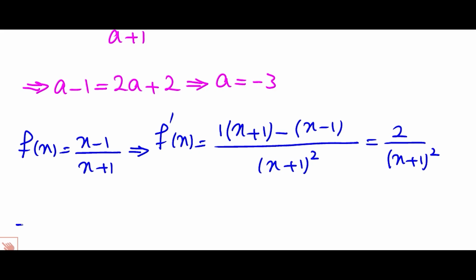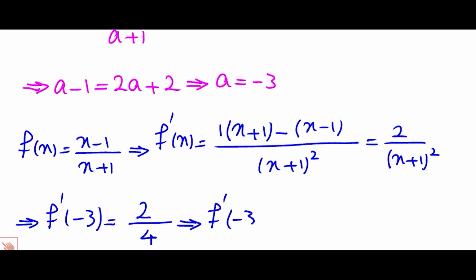Okay, so we have f prime of a is equal to f prime of negative 3, which is equal to 2 over negative 3 plus 1, which is negative 2. So negative 2 squared is equal to 4. So f prime of negative 3 is equal to 1/2.